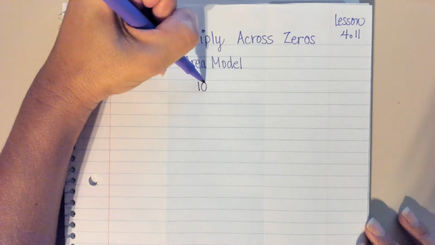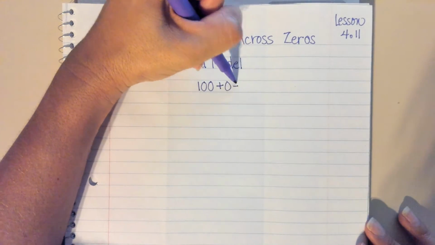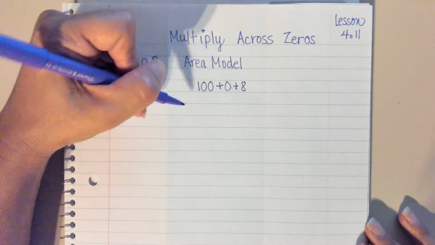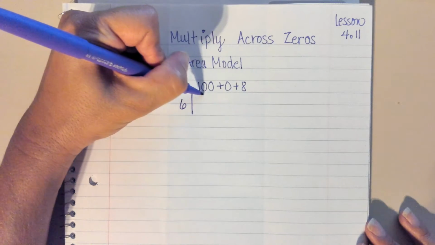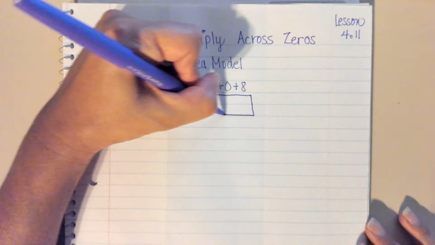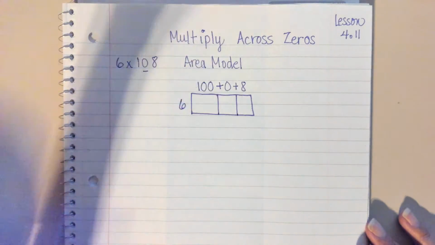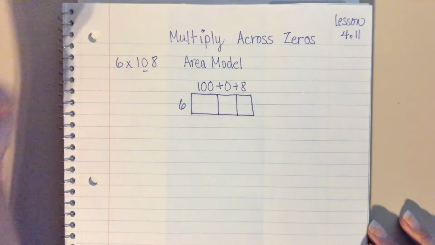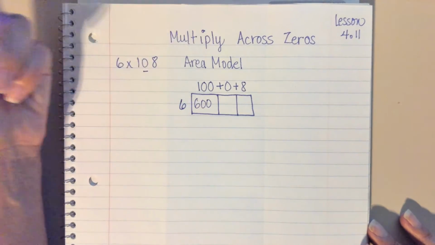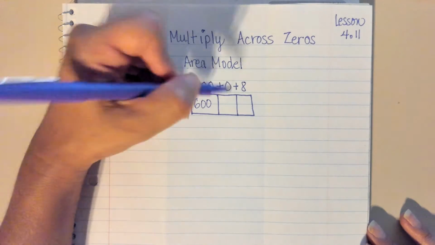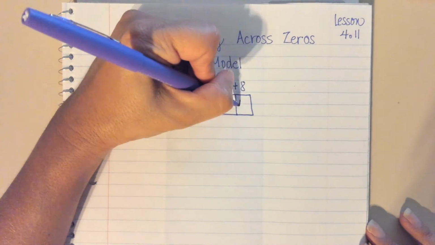Decompose 108. That's 100 plus 0 plus 8. Put your other factor, which is a 6, on the other side of the rectangle. And you multiply the hundreds place, you got 600. When you multiply the tens place, you got a 0. And the ones place, 6 times 8, 48.